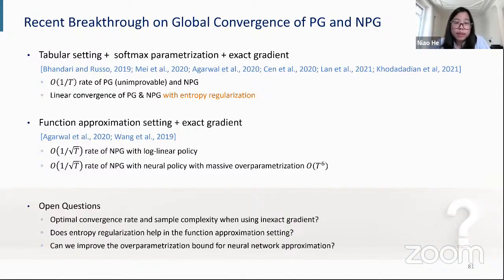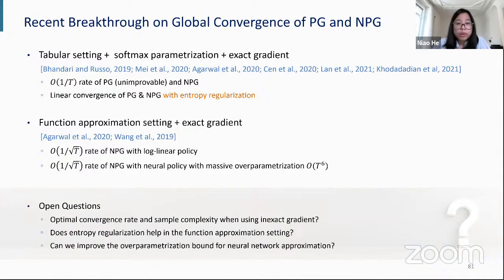In the tabular setting, you get a faster boost in the convergence, right? You can boost the convergence from sublinear to linear. What about the functional approximation case? Recently we had some ongoing work that shows indeed you can also get linear convergence for policy gradient even in the functional approximation setting.